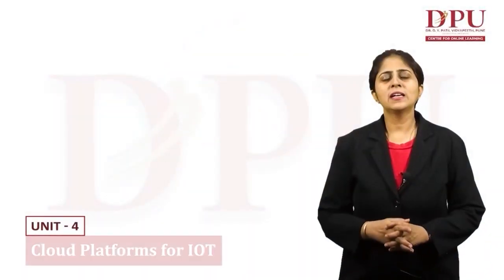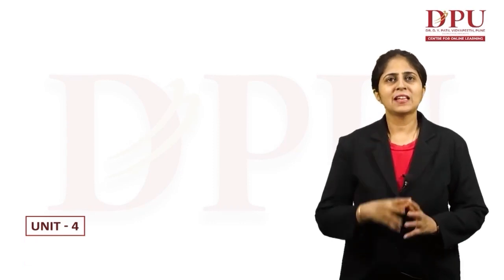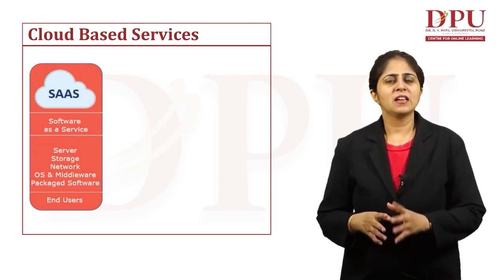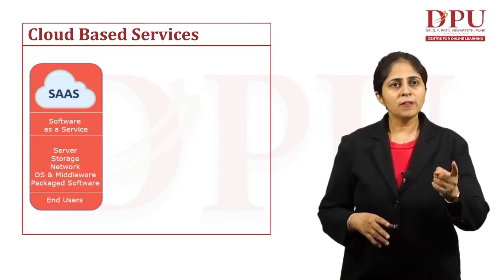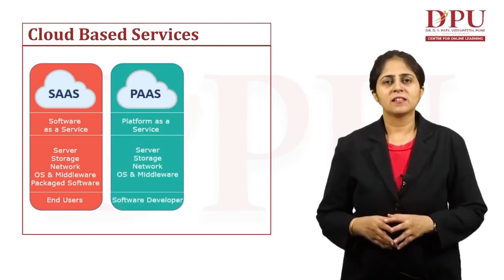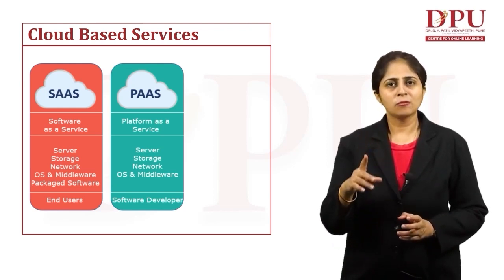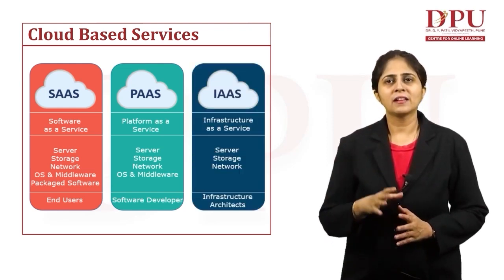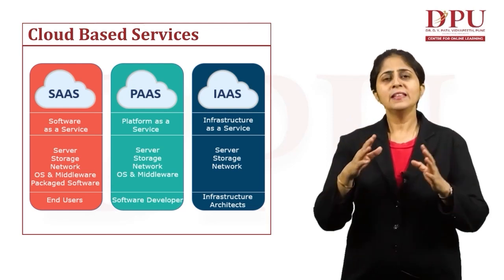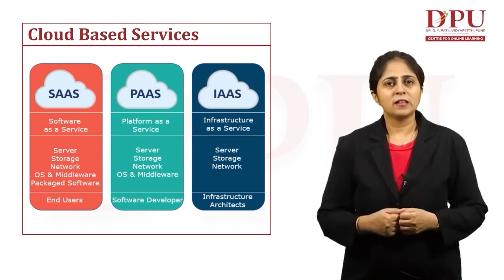Now, talking about the cloud-based services, we basically have three types of cloud-based services. The first one is SaaS, that is software as a service. Then we have PaaS, that is platform as a service. Then we have the last one, that is IaaS, that is infrastructure as a service. These are the three types of services that these clouds provide us.